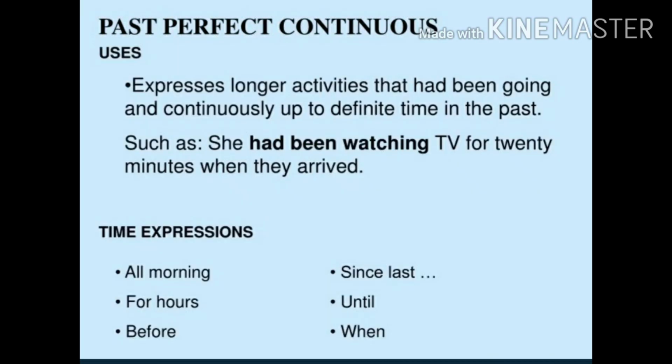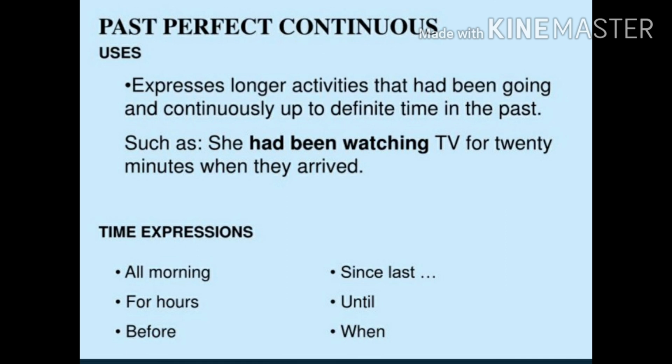Now, the use of past perfect continuous tense. Past perfect continuous tense is used to express longer activities that had been going on continuously up to a definite time in the past. It means the activity continued for a certain time in the past, such as she had been watching TV for 20 minutes when they arrived. It means the activity of watching TV continued for 20 minutes in the past.